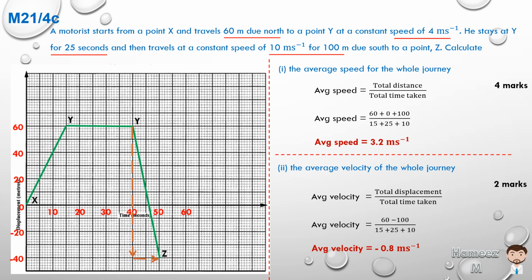meters per second. So if he started at X and moved at a velocity of 0.8 meters per second in a southerly direction, after 50 seconds, he would end up at Z.